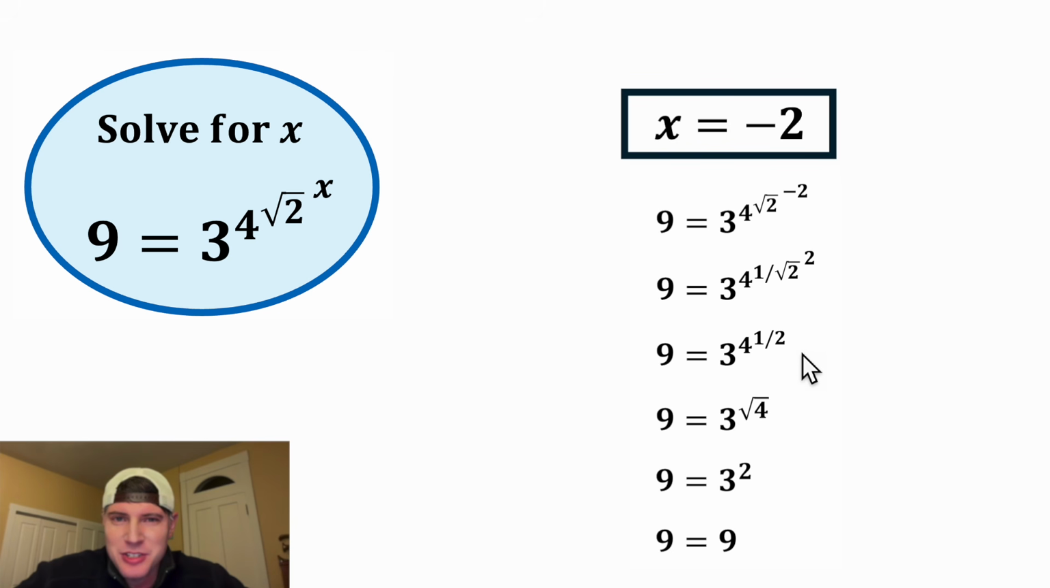4 to the 1/2 power is the same thing as the square root of 4, and square root of 4 is equal to 2. And then 3 squared is equal to 9. So we have 9 equals 9, it checks out. x equals negative 2 is the answer to our question.